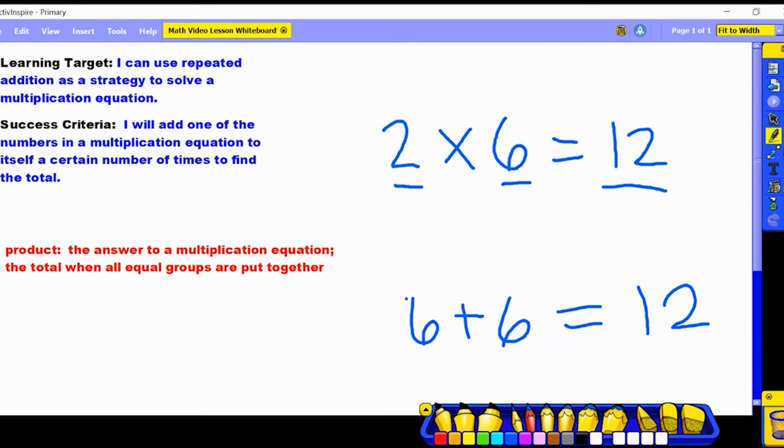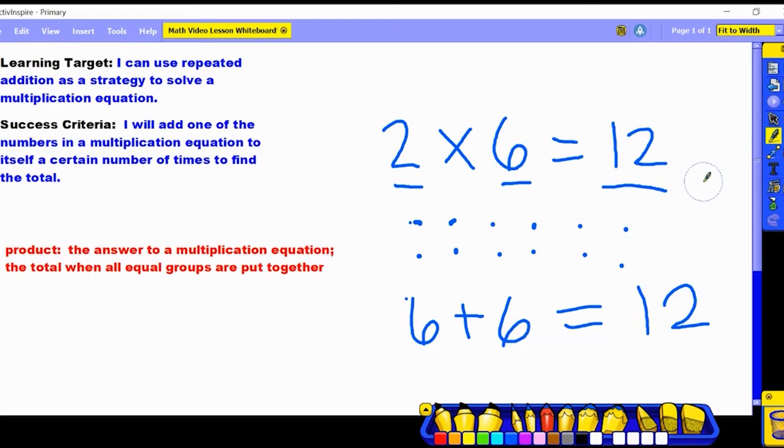And another way we can check our answer would be to draw an array. Oops. Let me start over here so my array is a little bit easier to see. So I could do 1, 2, 3, 4, 5, 6. 1, 2, 3, 4, 5, 6. 2 rows of 6. And if I count them all up together, I see that I have 1, 2, 3, 4, 5, 6, 7, 8, 9, 10, 11, 12.